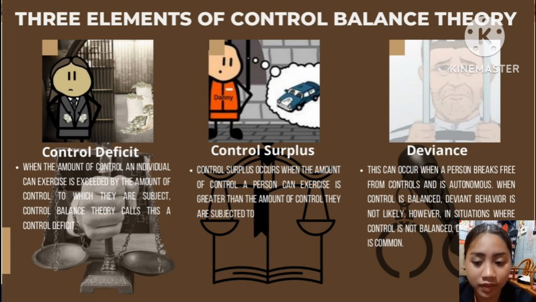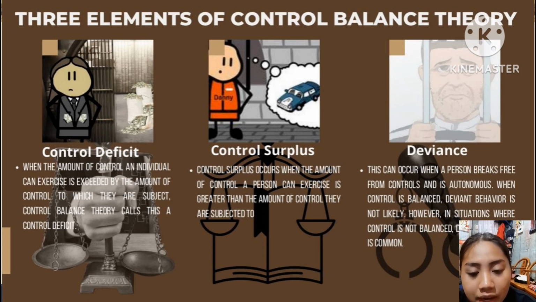Last one is the deviance. This can occur when a person breaks free from controls and is autonomous. When control is balanced, deviant behavior is not likely. However, in situations where control is not balanced, deviant behavior is common. This can only happen when a person is not under the control of anyone. Kapag merong control balance kasi, most likely, hindi nagkakaroon ng pag-commit ng crime or hindi nagkakaroon ng deviant behavior. But, kapag merong unbalanced control, deviant behavior or crime is common or may occur in that situation.